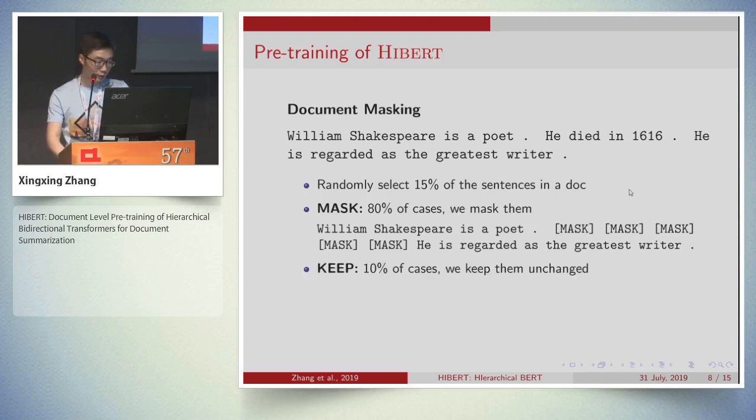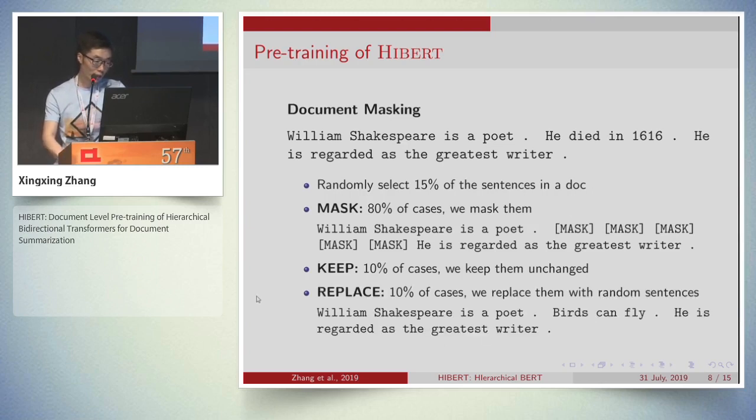The second transformation is keep. In 10% of cases, we just keep the selected sentence unchanged, because during test time, we will never see the mask tokens. We just want to simulate this kind of environment. And in the remaining 10% of cases, we replace the selected sentence with a random sentence. This adds some noise during training and is intended to make the model more robust.